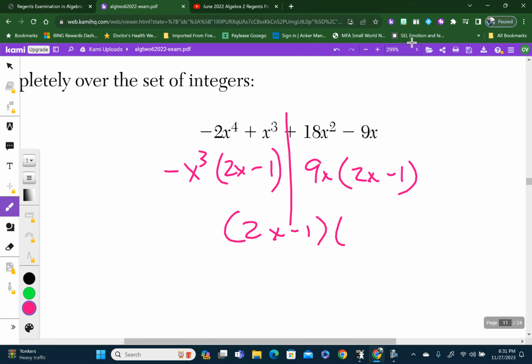2x minus 1 goes away. So I have negative x to the third here. 2x minus 1 goes away because I already dealt with it. And I have a positive 9x here. All right, so we're in a good spot.